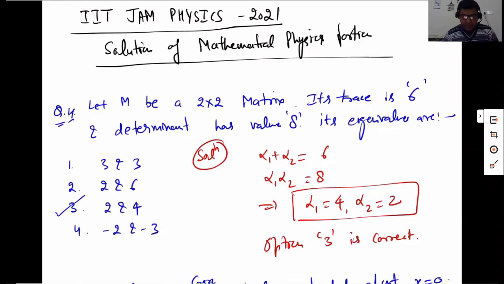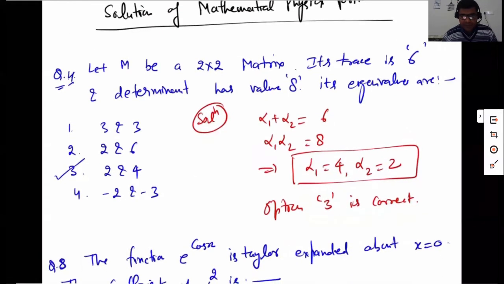In Section A, the first question that was asked: let M be a 2 cross 2 matrix, its trace is 6 and determinant has value 8, its eigenvalues are. So basically a 2 cross 2 matrix was given, its trace and determinant were given, and the eigenvalues were asked. We know that for a square matrix, the sum of the eigenvalues is equal to the trace.